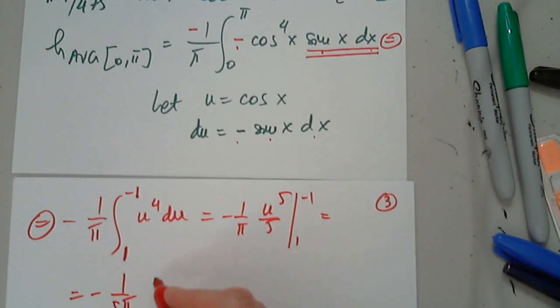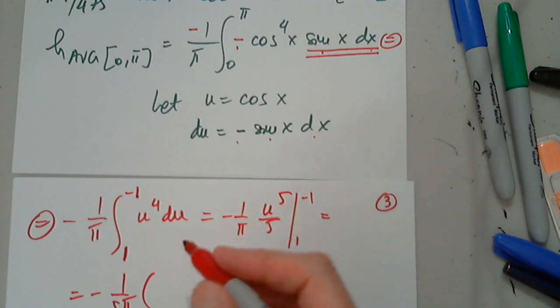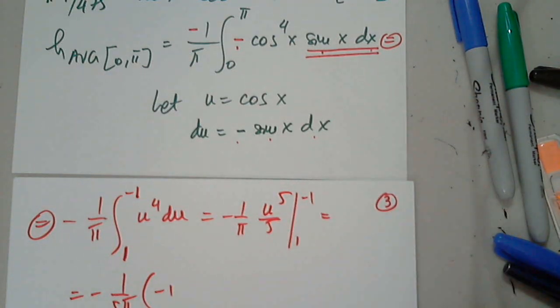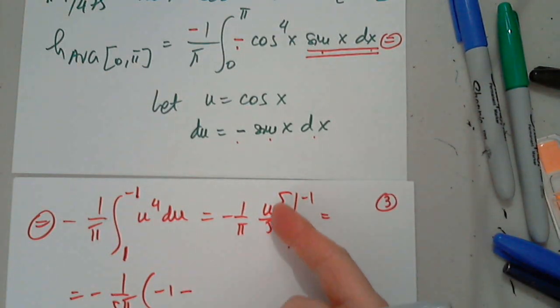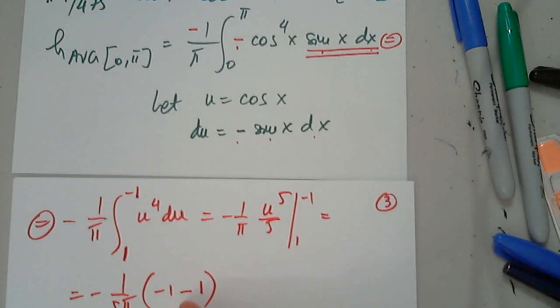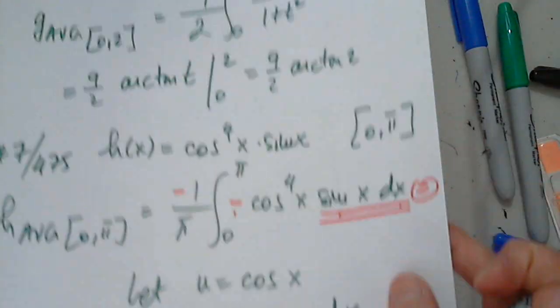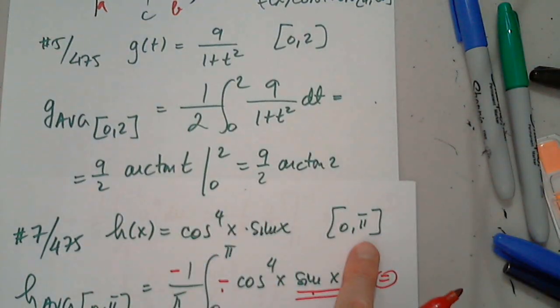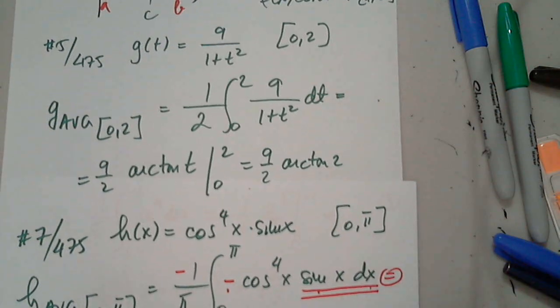-1 over 5 pi outside. I plug in -1, and I get -1 to the fifth, which is still -1, minus when I plug in 1, so I have -2 with minus in front, 2 over 5 pi. This is the average value of this function on the given interval, 0 to pi.